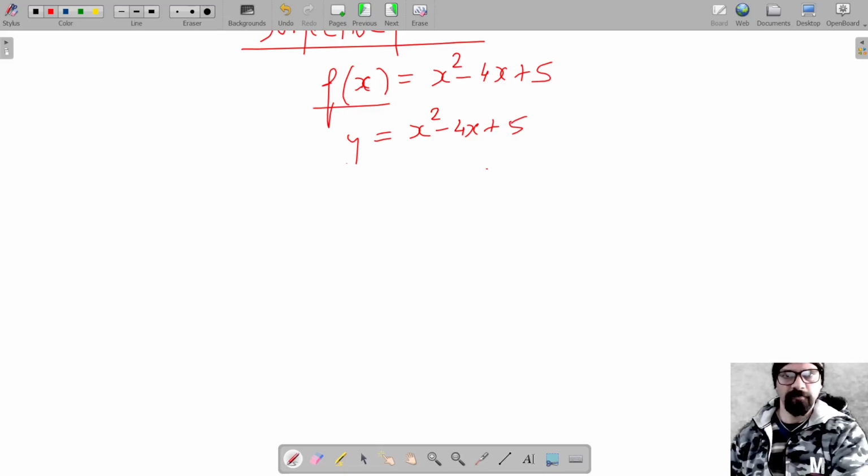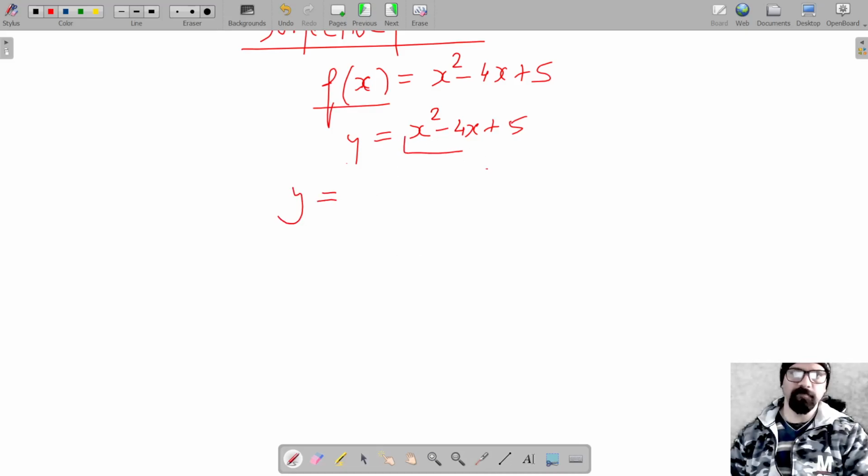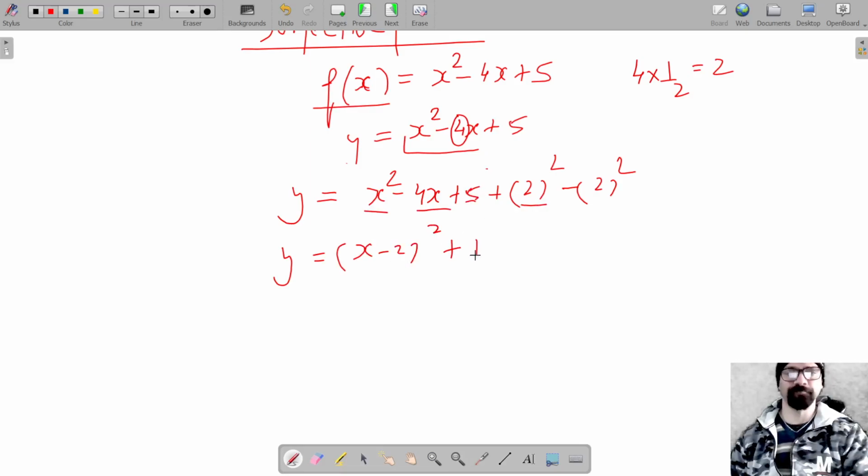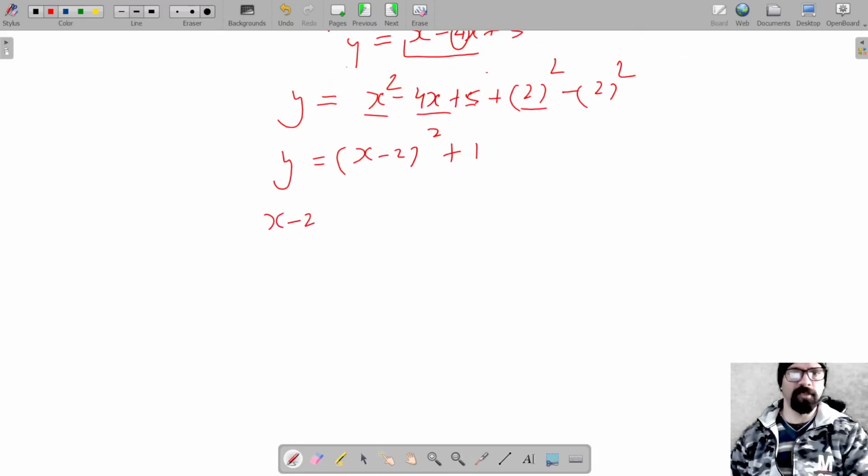So to get the value of x, let's try to get this into a square, that is (a minus b) the whole square. So I'm going to multiply this 4 with half, which gives me 2. So let's add and subtract the square of 2 on both sides. Which gives me x square minus 4x plus 4 is (x minus 2) the whole square. This is 5, and 5 minus 4 is 1. So (x minus 2) the whole square is equal to y minus 1.